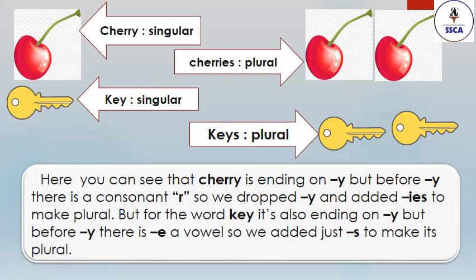Before Y in cherry there is R, and R is a consonant letter, so we added IES to form its plural. But in keys, before Y there is E, and E is a vowel, so we added S to form its plural. I have written this explanation as well so that you can read and understand it more.